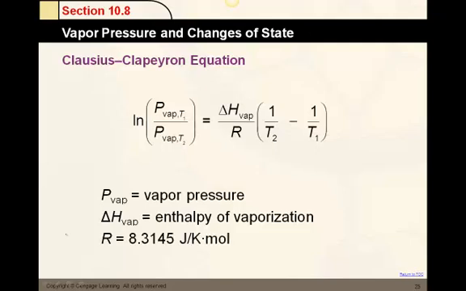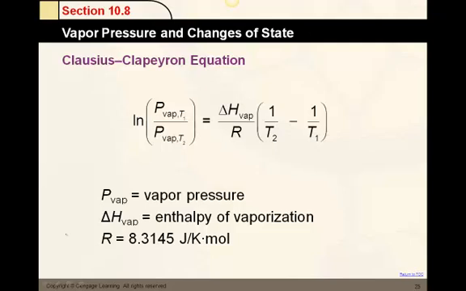R is the gas law constant, 8.3145 joules per Kelvin mole. Now, back when we learned the gas laws, PV equals nRT, sometimes you can use different values of R. You can get away with it and it's fine, just as long as the pressure and the value of R are in sync with each other. However, in the Clausius-Clapeyron equation, we really want to use R as 8.3145.